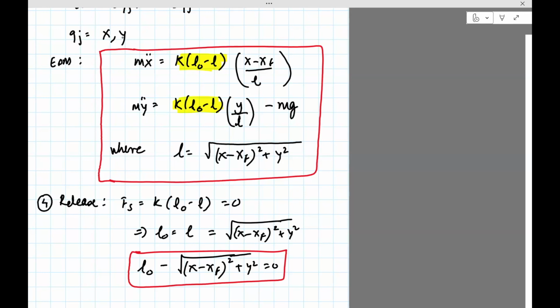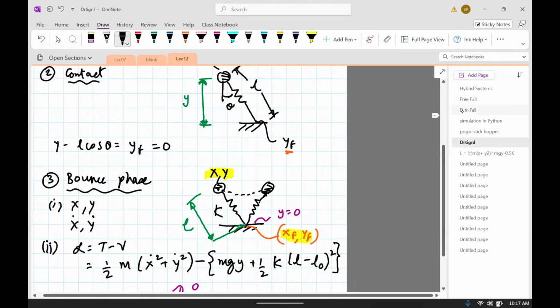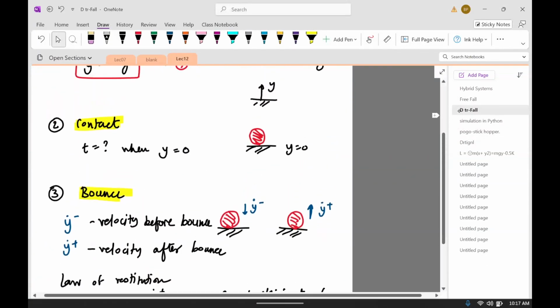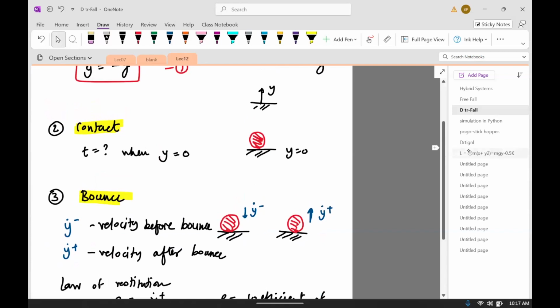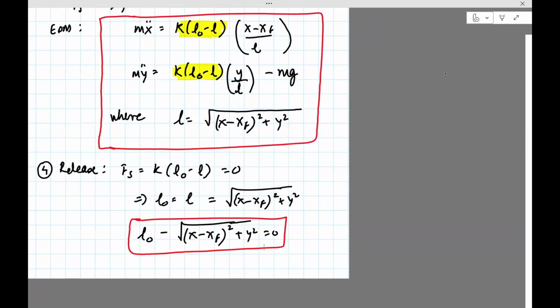Okay, so now we've got a different question: bouncing the pogo stick. Bouncing ball was done last time. The difference is that a bouncing ball doesn't have a spring, and this one does have a spring. So you'll see a K coming in here, which doesn't come in the bouncing ball.